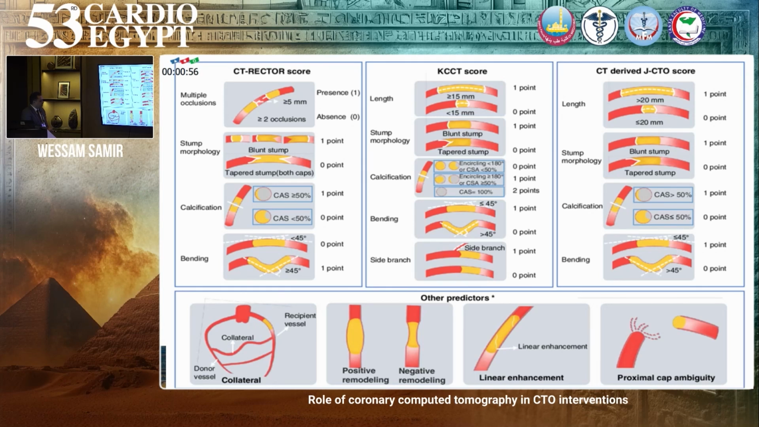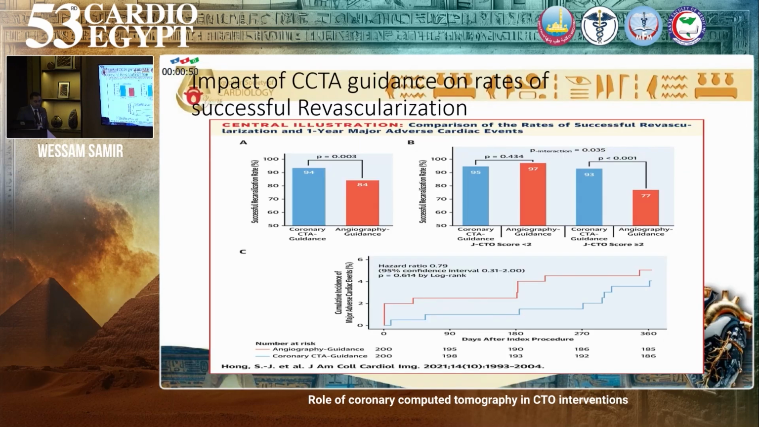There are other predictors like proximal cap ambiguity, linear enhancement, negative remodeling, presence of collaterals. So, did this impact our practice or the revascularization success? Yes. According to this study by Hong et al., patients with a high JCTO score, which is more likely a very difficult CTO intervention, had a significantly improved successful revascularization rate with CT angiography. But in patients with a low JCTO score, which means it's not that difficult a CTO, it was not comparable. CT angiography didn't add enough data compared to angiography guidance.